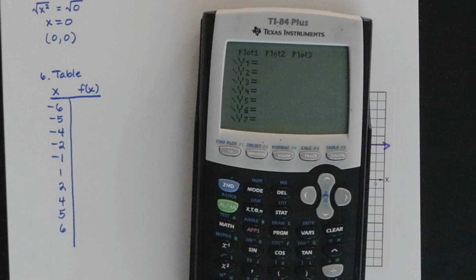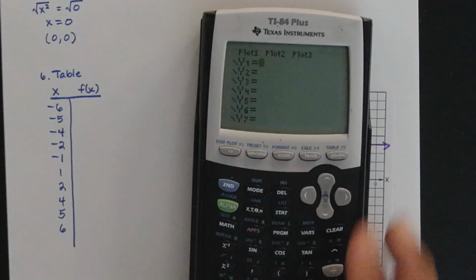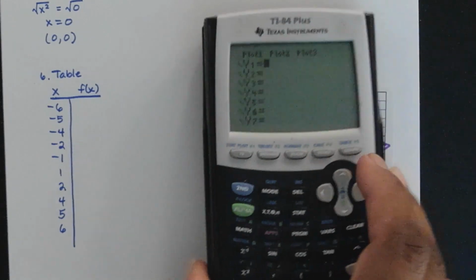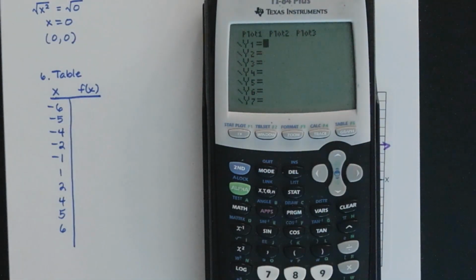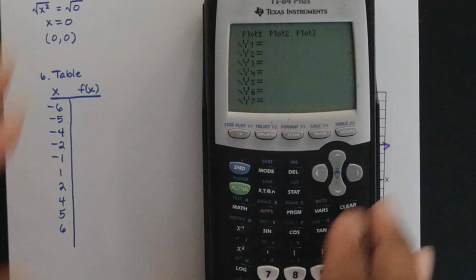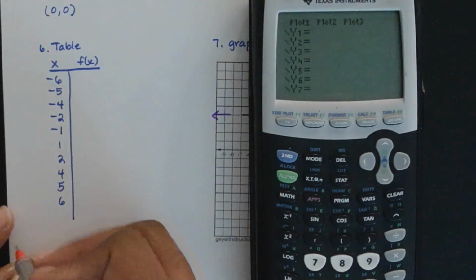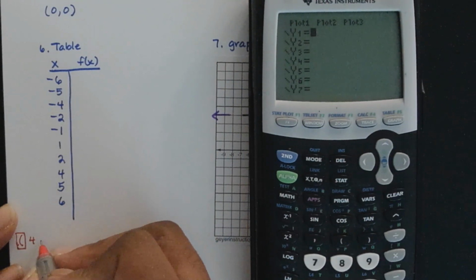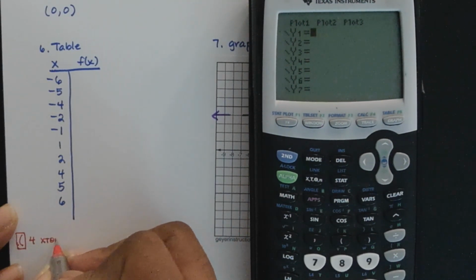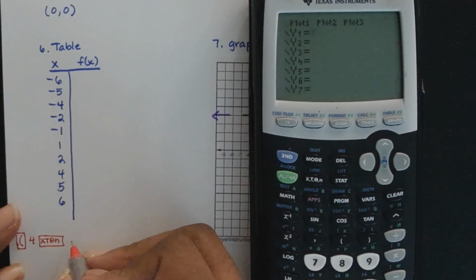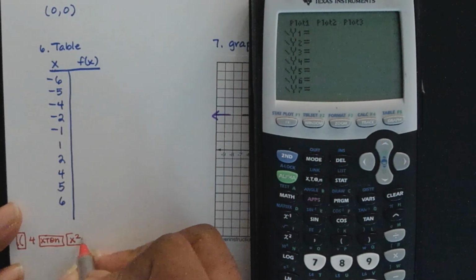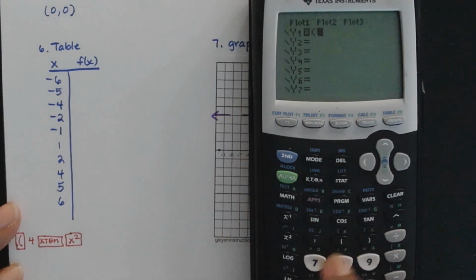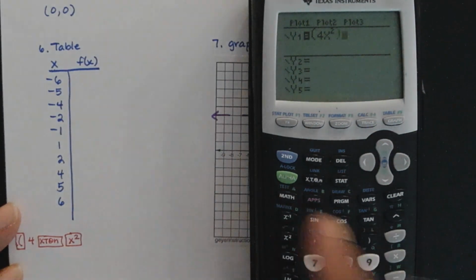And Plot 1, 2, and 3 should be off. And then I'm going to enter the equation as is. I'm going to put the numerator and the denominator in parentheses. So it would be something like this. Left parenthesis, type in the 4. To get the x, you have to press X,T,theta,n for that. And then hit the x squared button to square it. All right, so left parenthesis, 4, X,T,theta,n for your x, and then square it, close parenthesis.